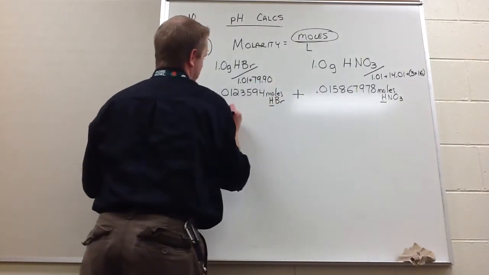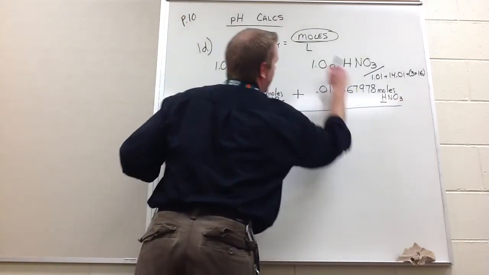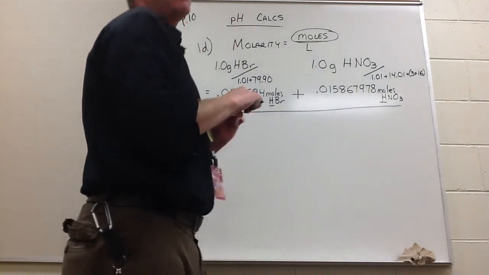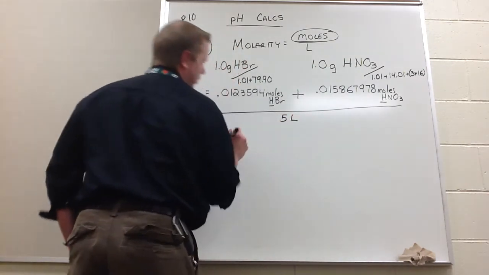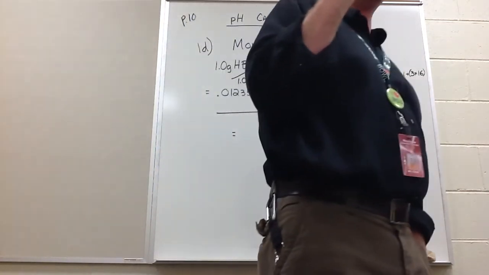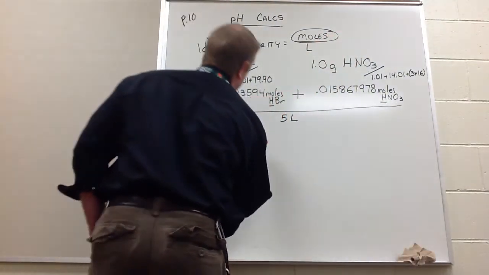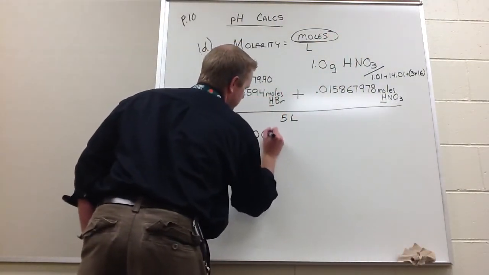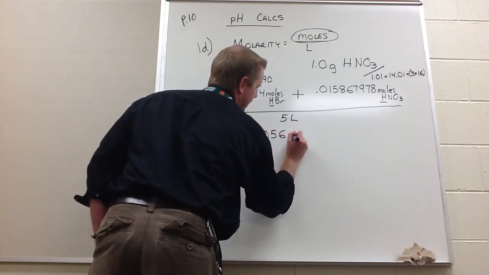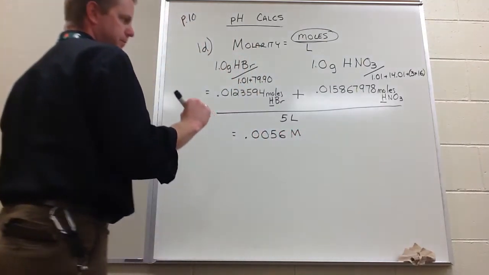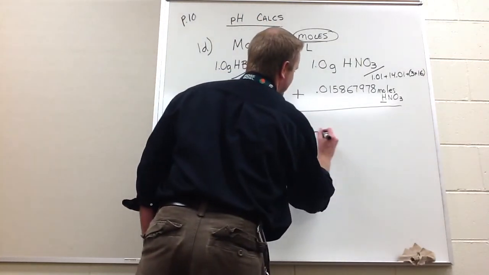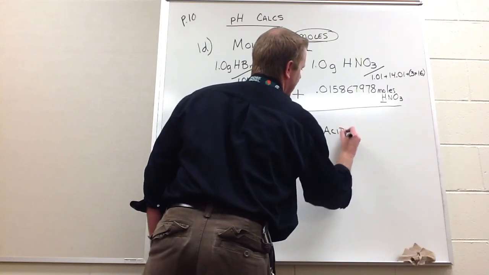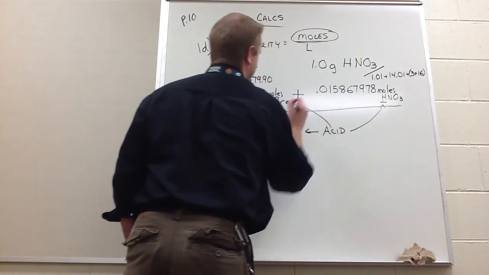So that would be your moles. And you would set that over the liters of your solution, which in the problem was given to you, I believe, as 5 liters. Now when I do this, let's go to 2 significant figures. So that would be 0.0056 molar. Now remember, this is the molarity of an acid, here and here.